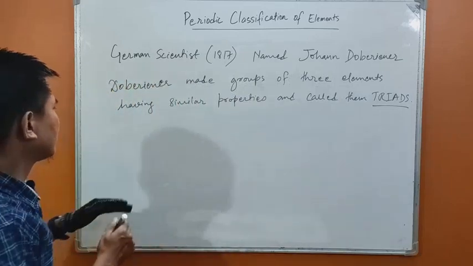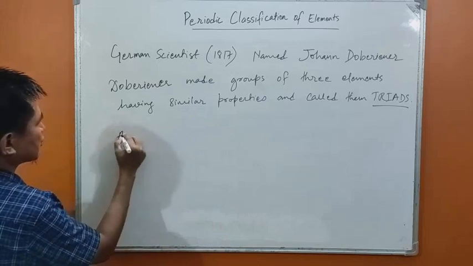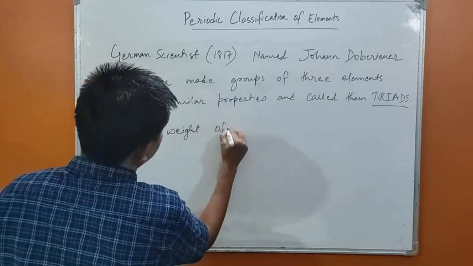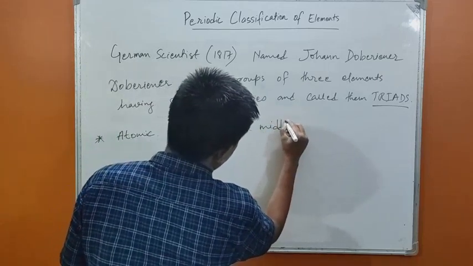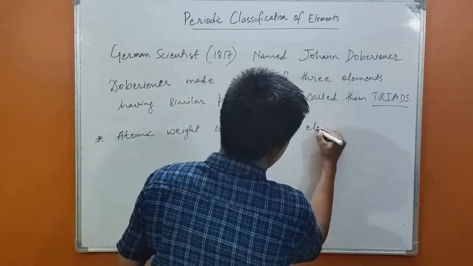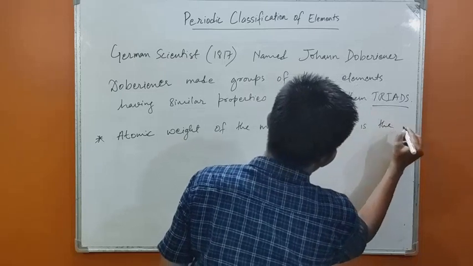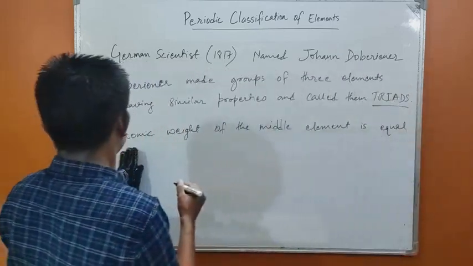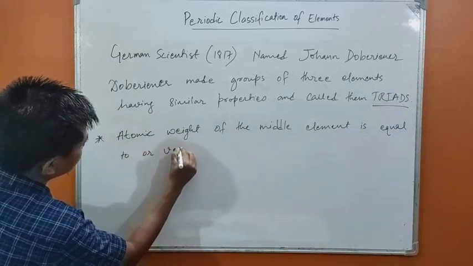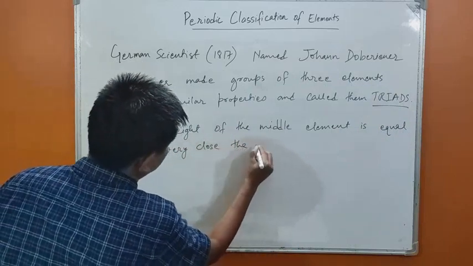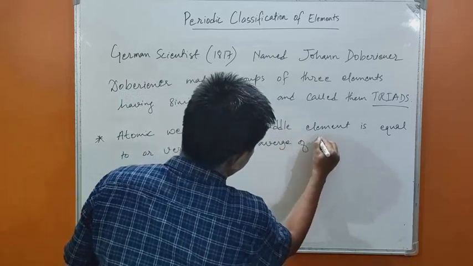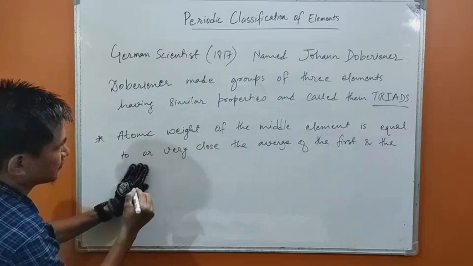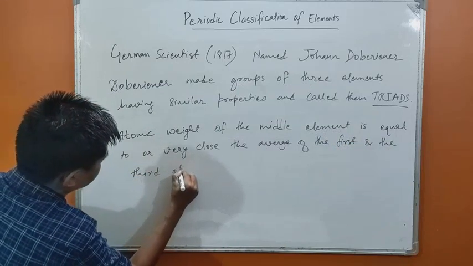And what was his law? According to his law, the atomic weight of the middle element is equal to, or very close to, the average of the first and the third element. This is his law.